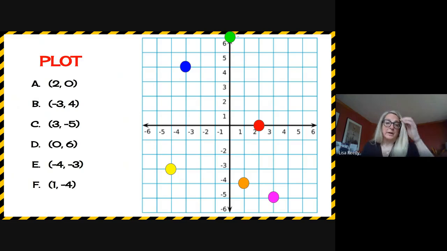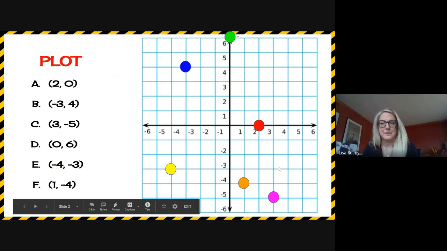So this is plotting points. You're going to have 10 of these on your quiz today. I need you to take your time and be careful. I know the problems don't take long, but it's easy if you go too quick to make mistakes. So make sure when you're plotting them, you're taking your time and really thinking about x, positive or negative, and y, positive or negative.